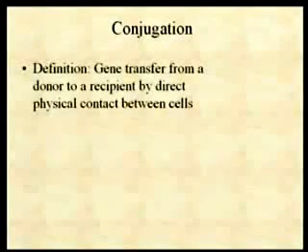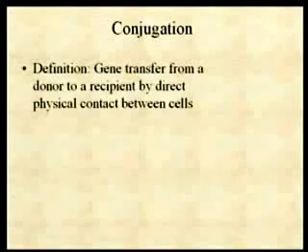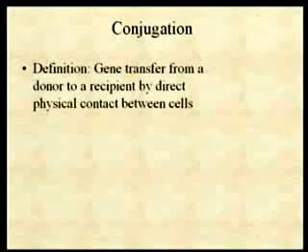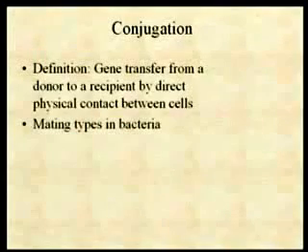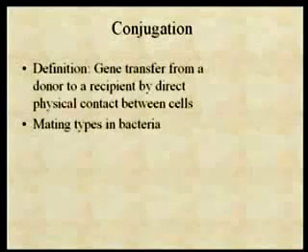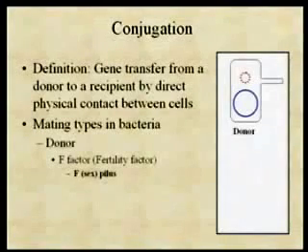The third transfer mechanism is referred to as conjugation. Conjugation is gene transfer from a donor to a recipient by direct physical contact between the donor and recipient cells. This is essentially sex in bacteria. Okay? In bacteria, there are two mating types. They're generally simply referred to as donor and recipient, although sometimes you do see them referred to as male and female strains of bacteria, but more commonly it's referred to as donor and recipient.